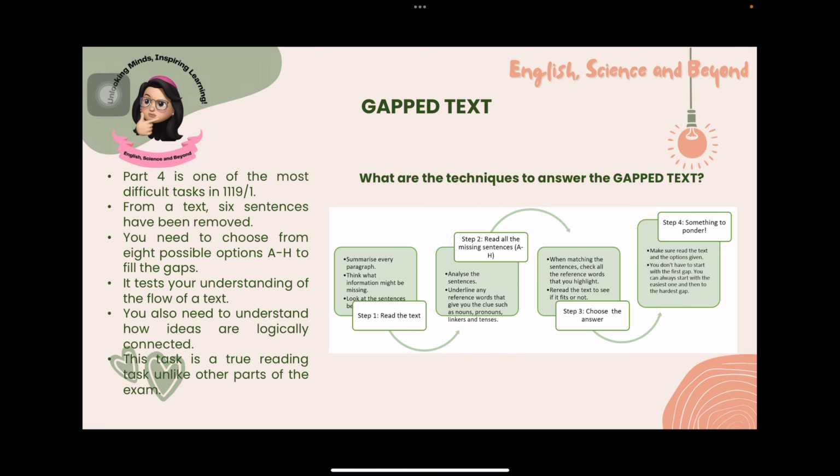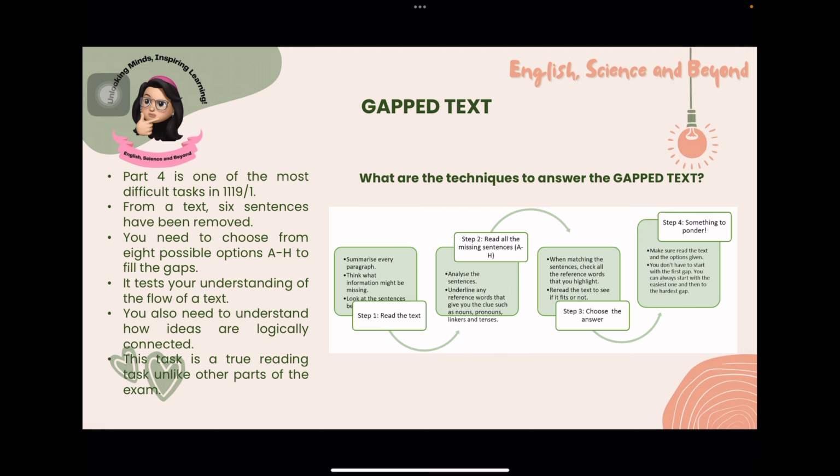When matching the sentences, you have to check all the reference words that you highlighted. What I mean by this is related to step 2. You select the reference words that you've highlighted in both the text and in the answer option, and then see which of the answers gives the highest degree of relations or associations with the phrases that you've highlighted in the given text. And then if they match, that's probably the answer. So how do you assess whether the answer that you've selected is accurate or not? You have to reread the text to see if it fits or not.